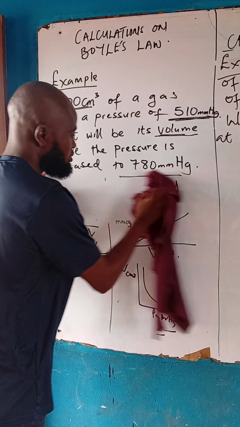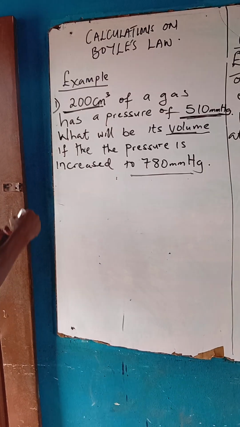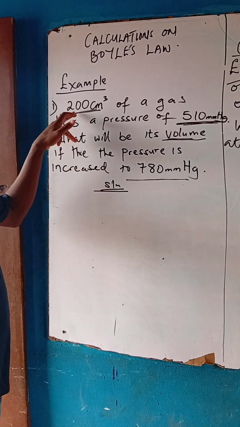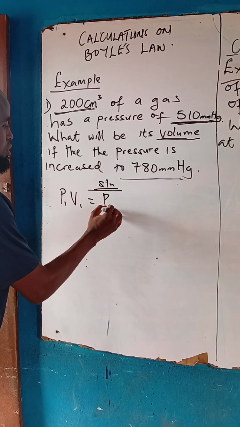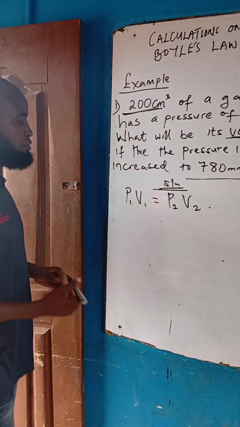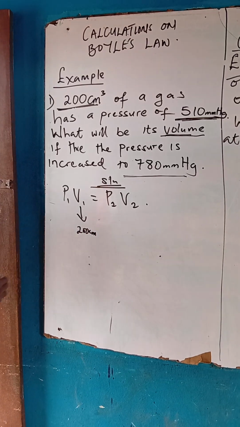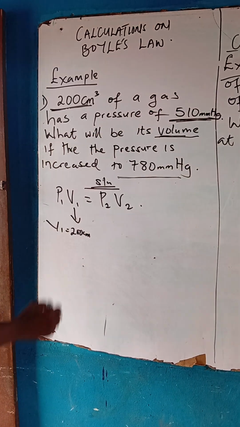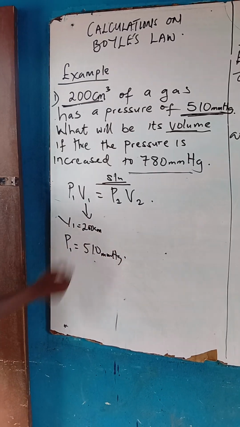Now let's solve this question. Solution. Like we said, our formula is P1 V1 equals P2 V2. Am I making sense? Now the first volume here, let me bring it out like this: 200 centimeter cube, that is V1, isn't it? The gas has a pressure, that is our P1, of 510 millimeter mercury.